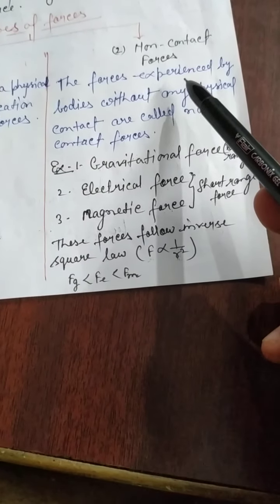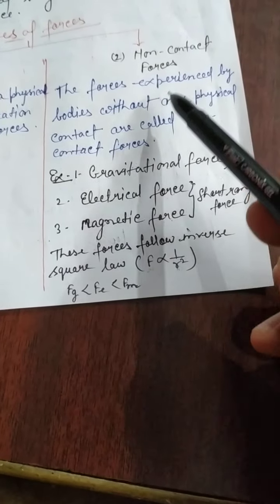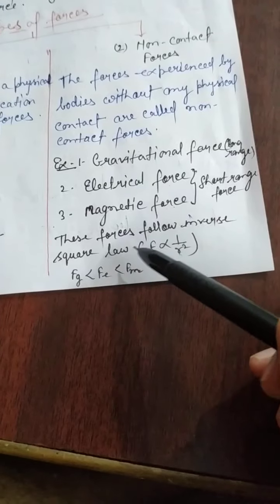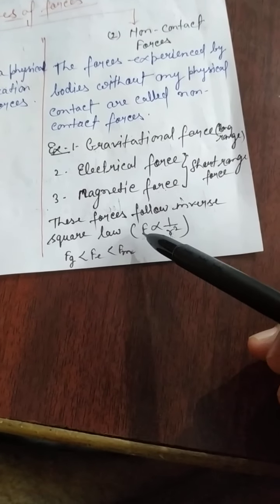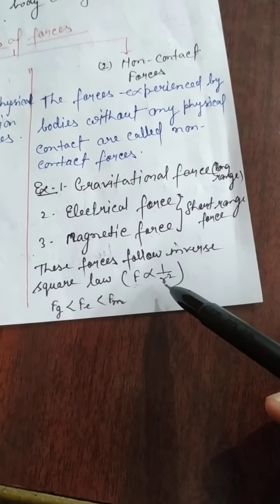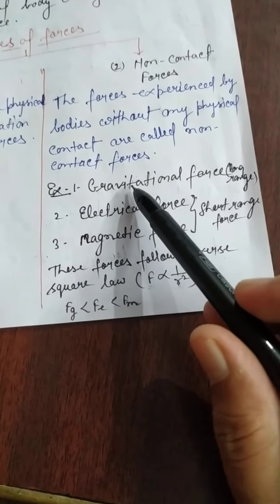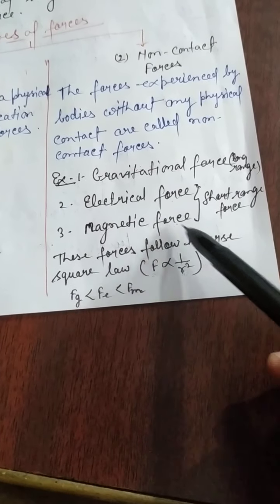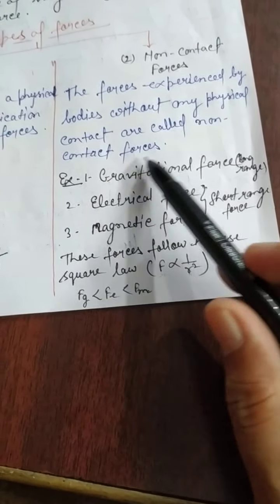Some properties or characteristics of non-contact forces are nearly the same. These forces follow the inverse square law. What is the meaning of the inverse square law? The force is inversely proportional to the square of the distance between two massive particles, or two charges, or two poles of magnets. So it follows the inverse square law.